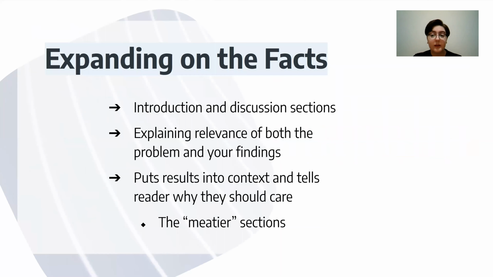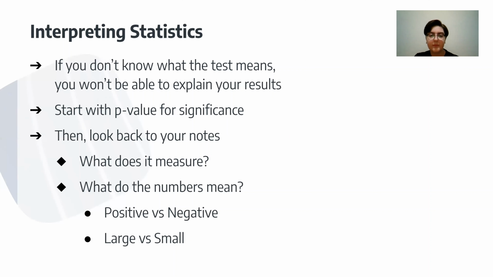So then the second category, which is the blue category, is expanding on the facts. So this is your introduction and discussion sections. In these ones, you're explaining the relevance of both the problem or the research question and your findings. So it puts the results into context and tells the reader why they should care. These are the meatier sections where you'll have to do a little bit of thinking about what your results mean and what the topic is and what's important about it.